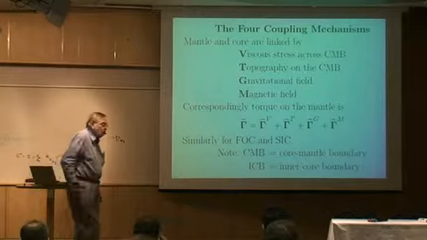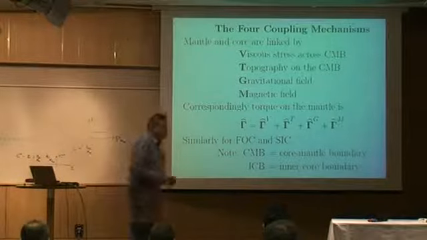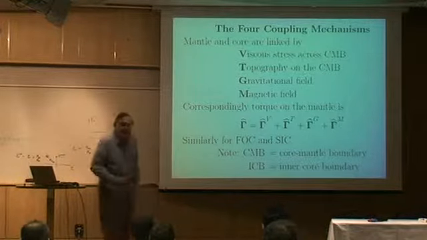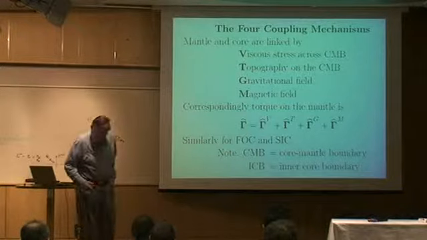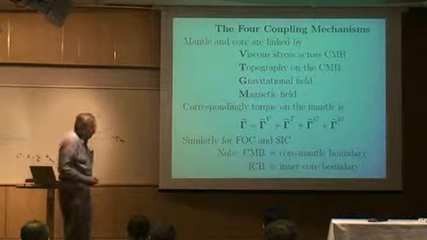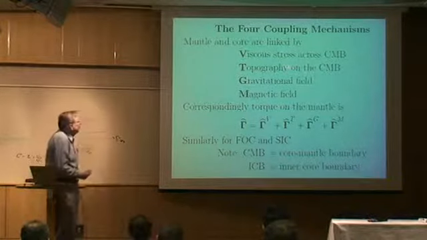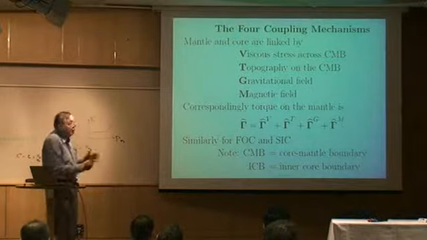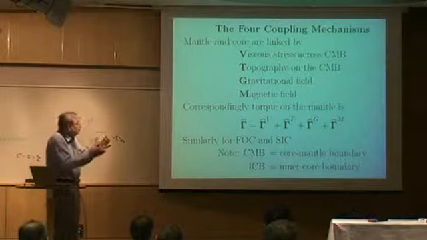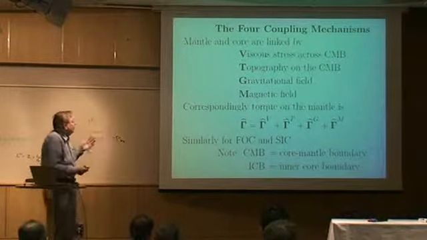Yeah, okay. What are the four mechanisms that are available to change the angular state of the mantle? Well, here are the obvious candidates. Viscosity. Obviously, there's a friction between the fluid core and the mantle. Topography.